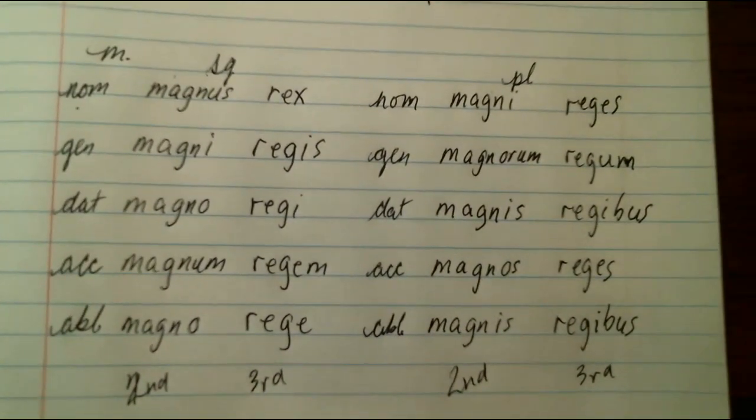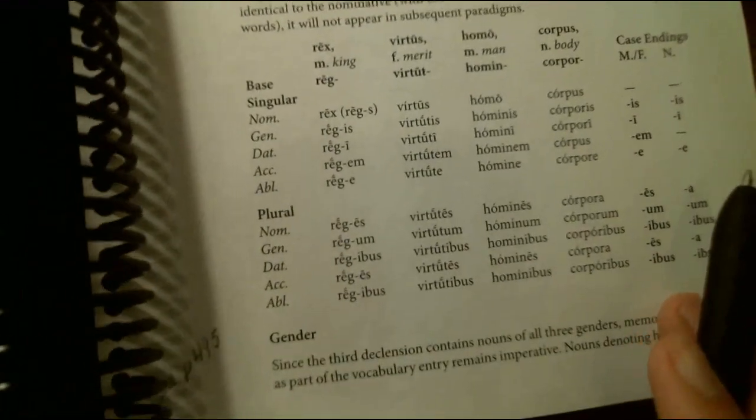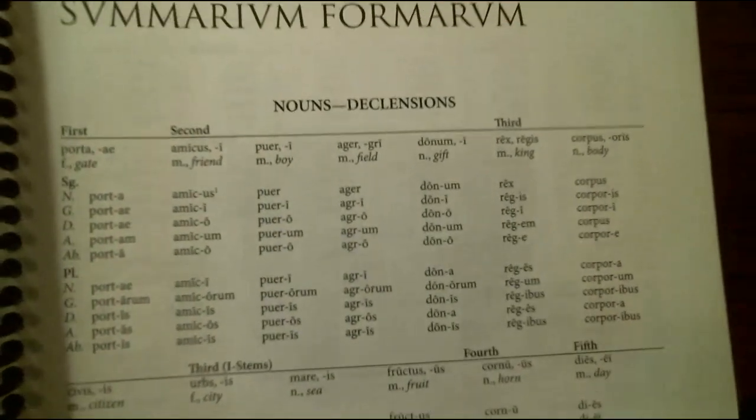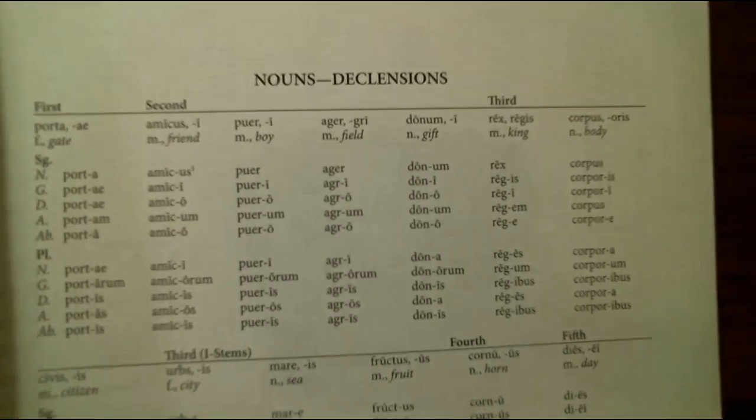All right, let's go to page 495 real quick in Wheelock, which is a very helpful tool. So you have here in our chapter, we have the third declension here. We're going to have all this put together in one place for good review. Okay, so here we go. So we're on page 495 right now. And this is a summary of forms, okay?